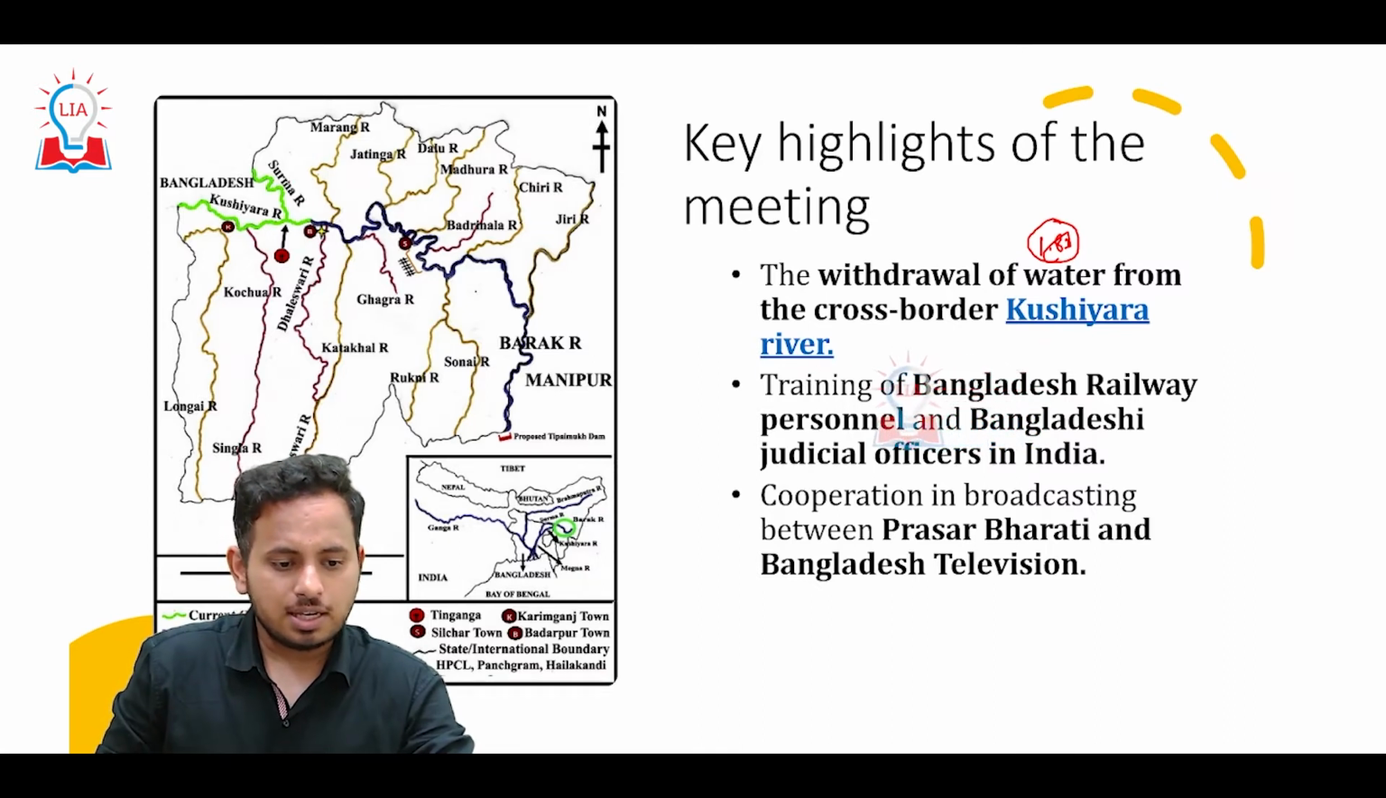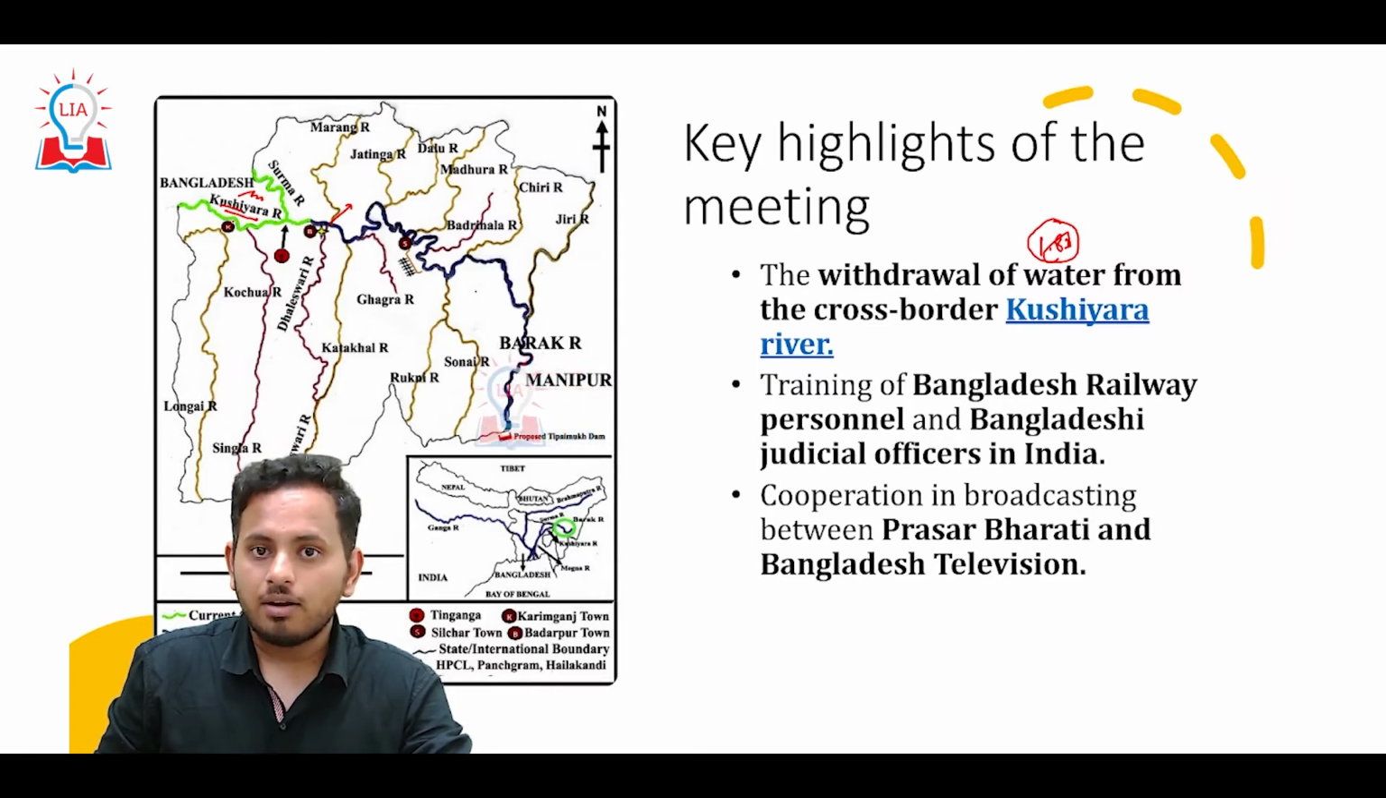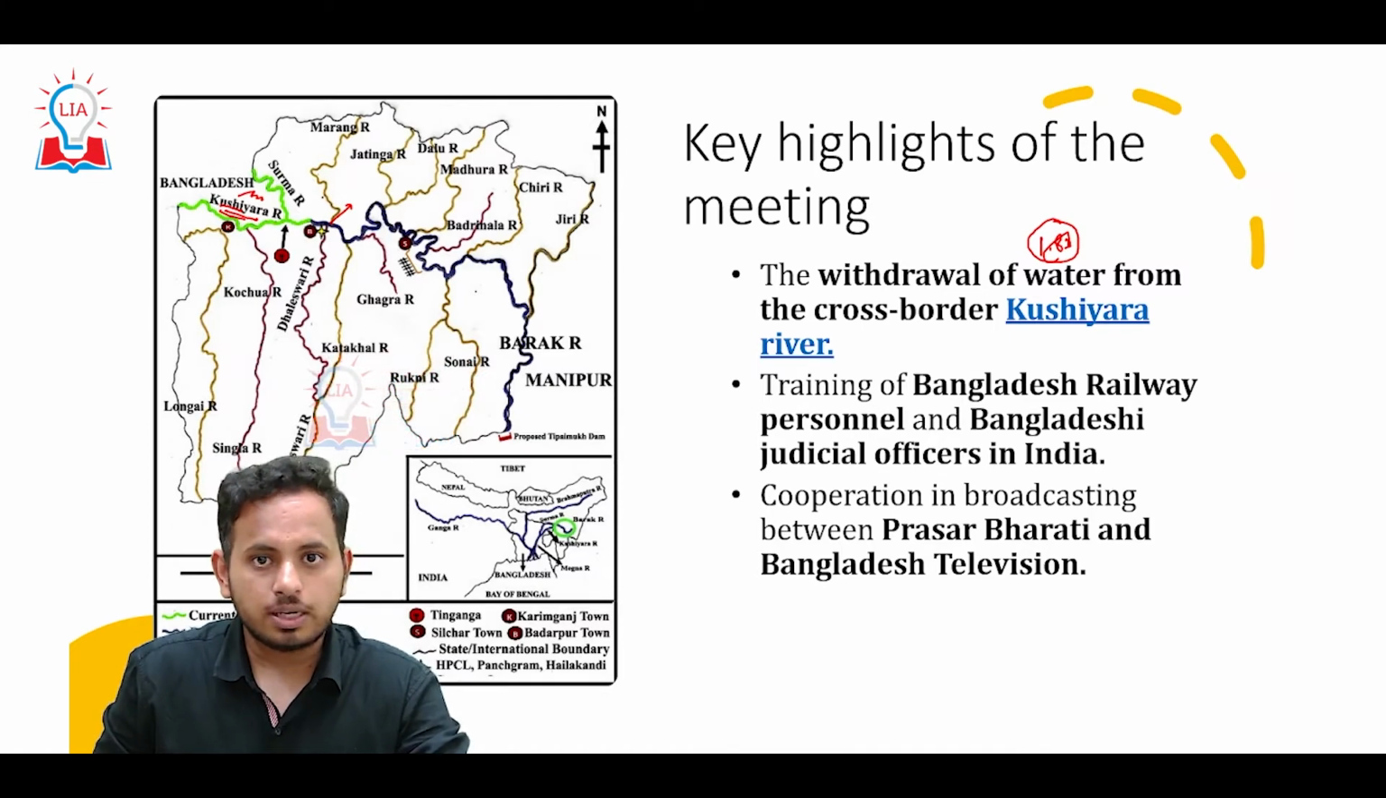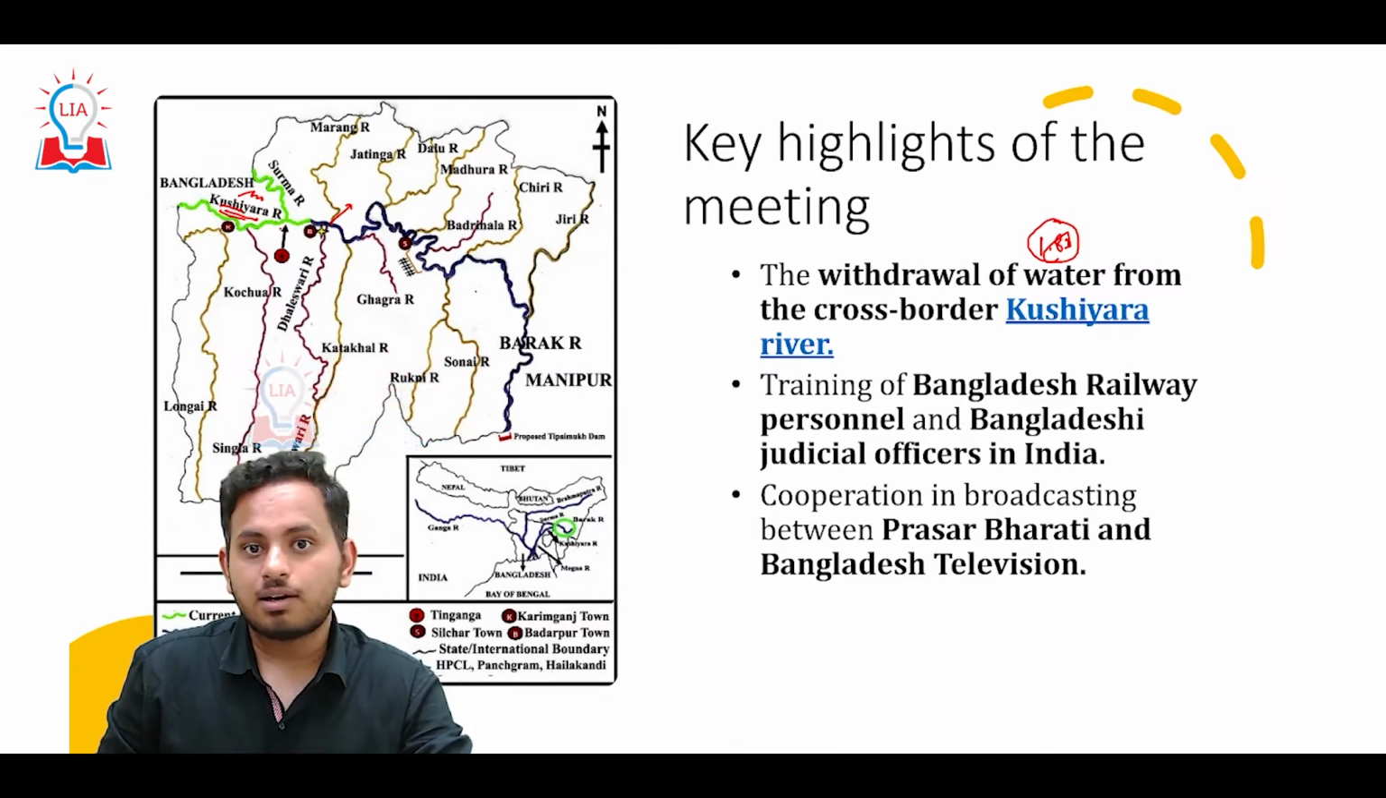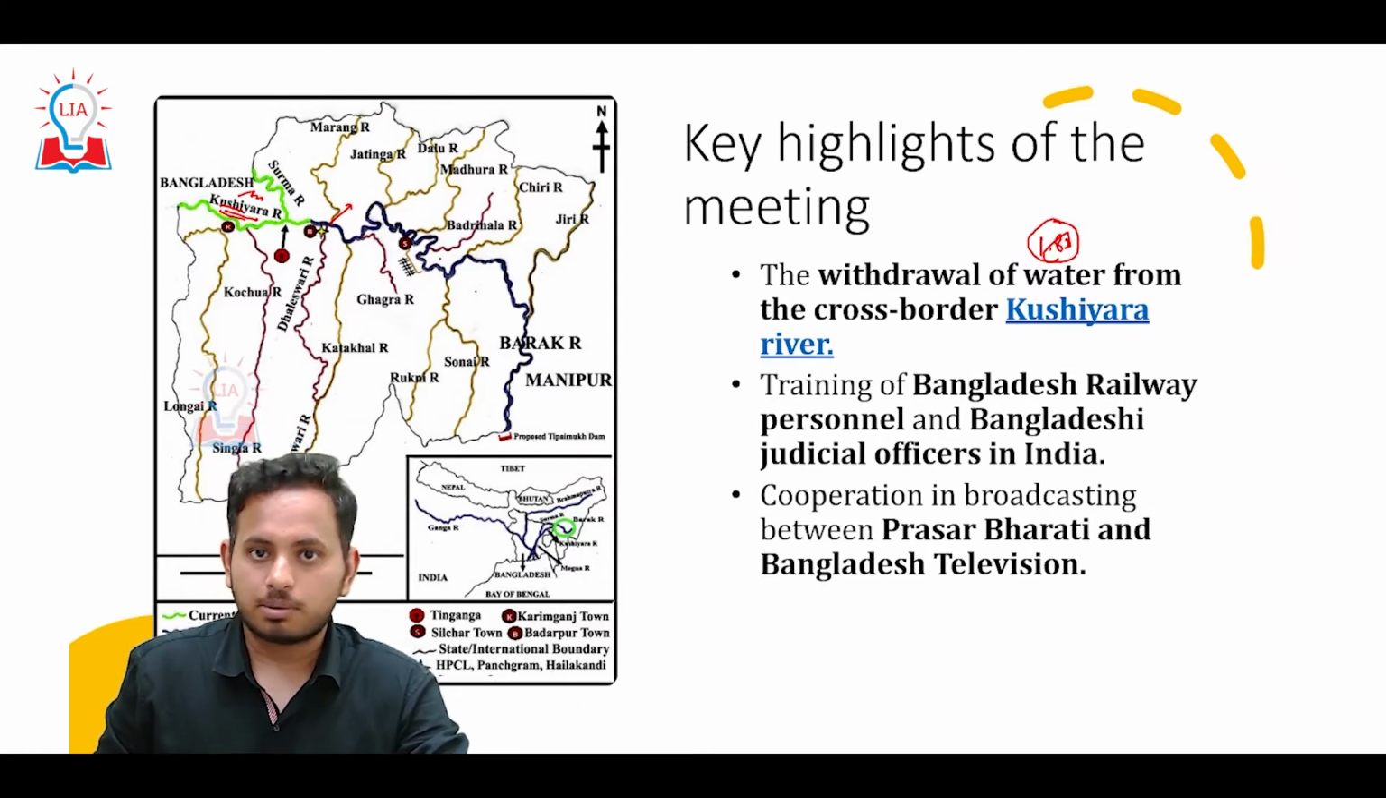So here you can see the location of the Kushiara River. This is a river, and the blue line that you can see is the border. This is the Barak River, and this Kushiara River forms the border between India and Bangladesh. You can call this a distributary of the Barak River. Very important. In the question you may get: Kushiara is the tributary of the river Barak or Brahmaputra. No, it is the wrong statement. Kushiara is the distributary of the Barak River.